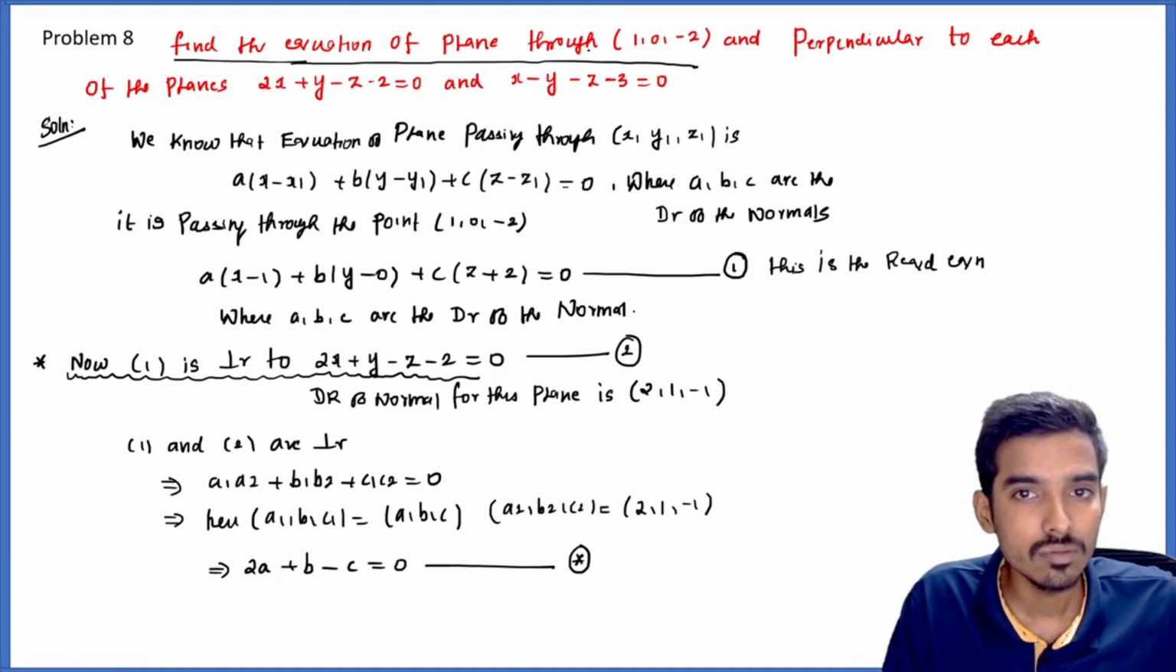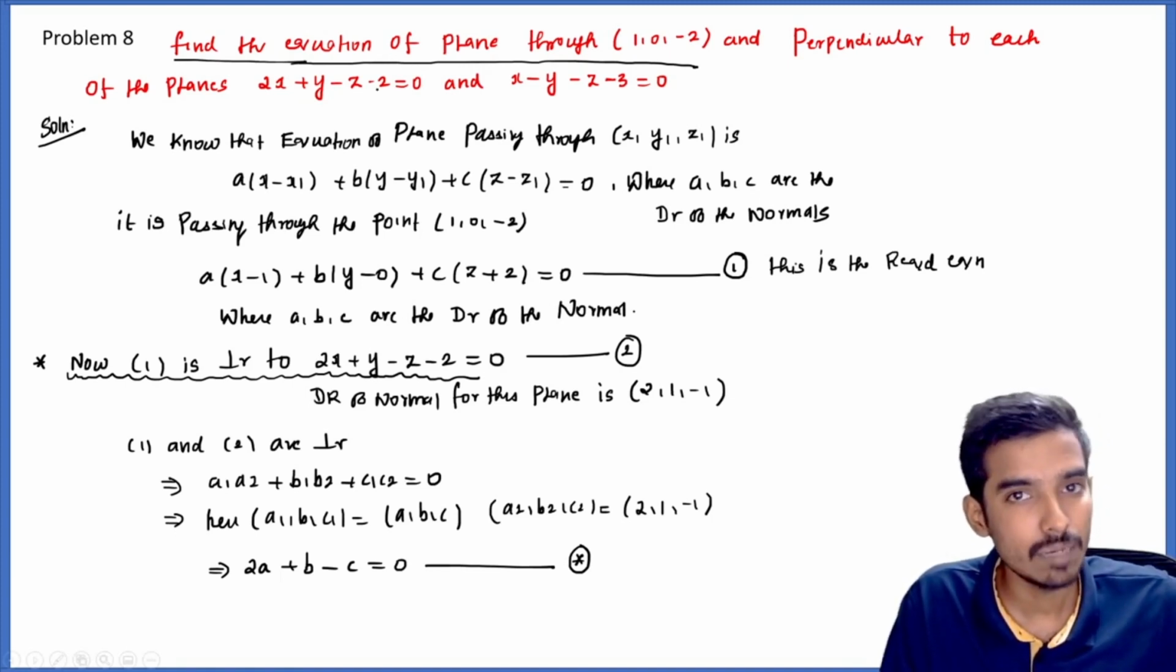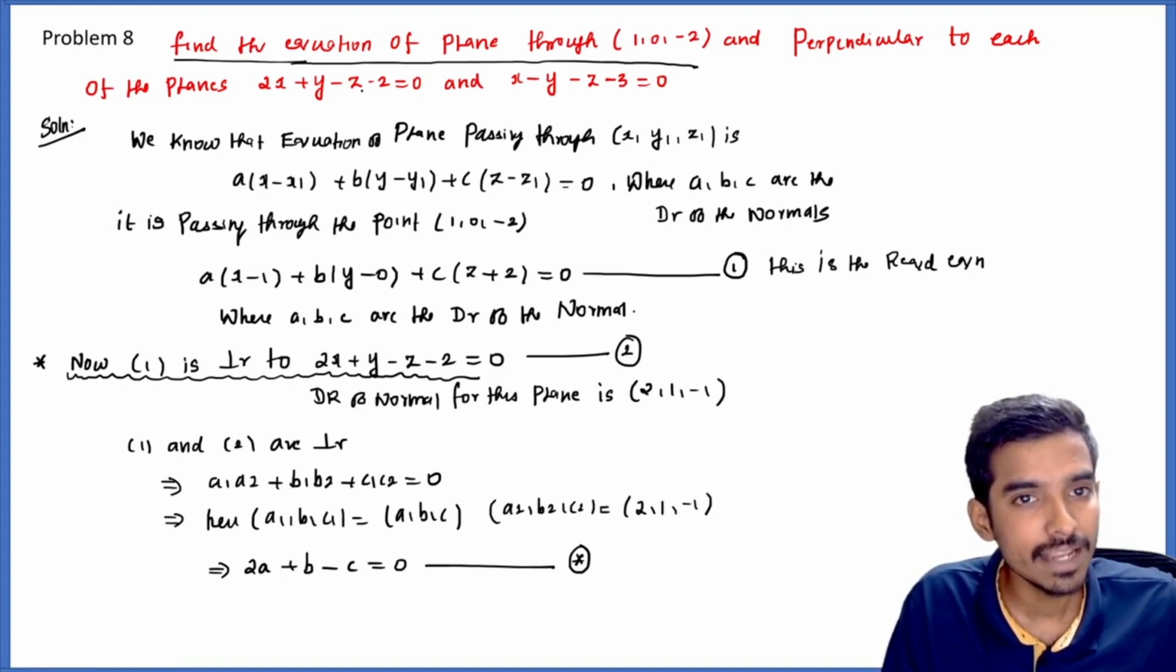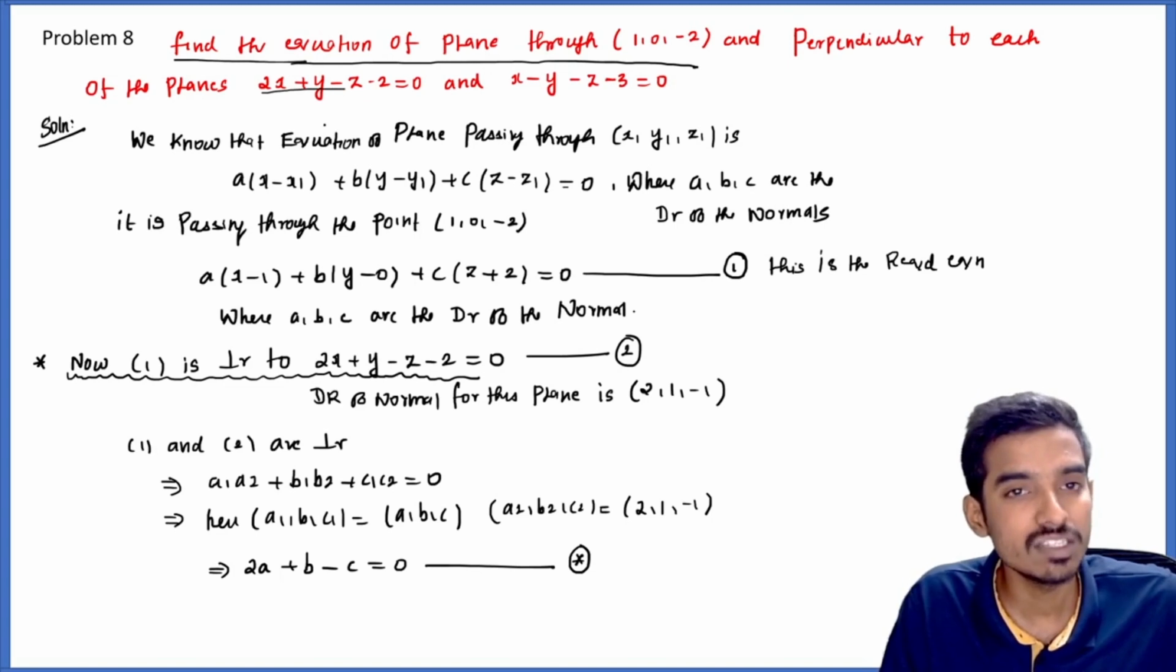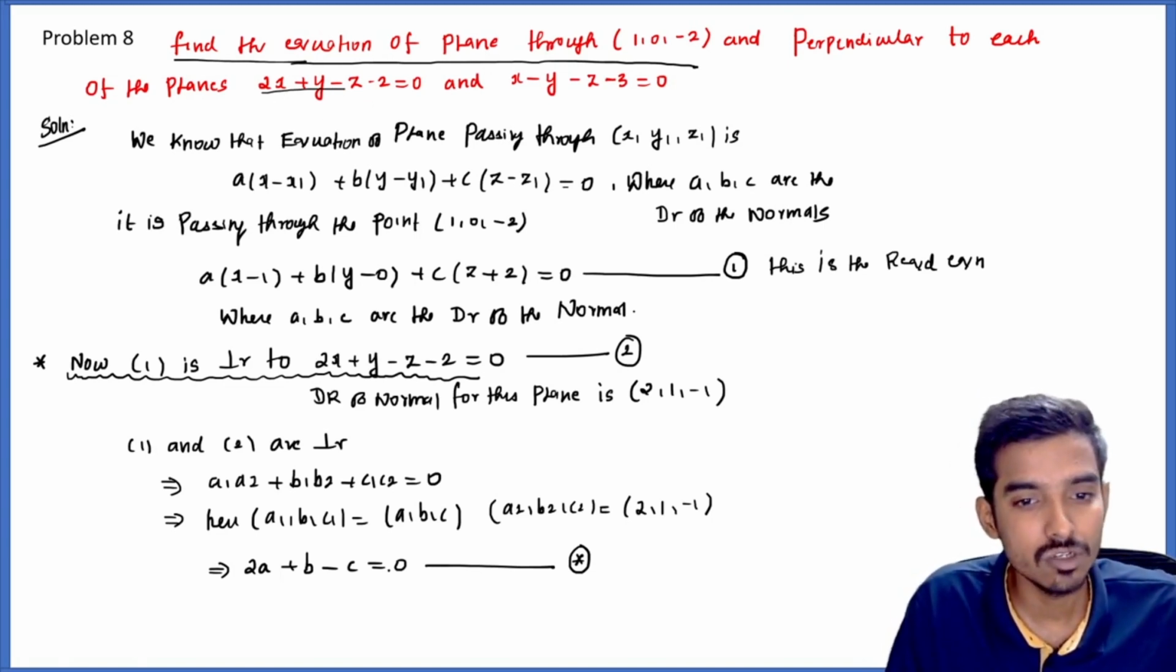Now we know this plane and this plane are perpendicular. Two planes are perpendicular if their normals are perpendicular. Now this plane has a normal (2, 1, -1). So we know this plane has normal a, b, c. This plane has normal 2, 1, -1. So since they are perpendicular, what is the condition for perpendicular of their normals? a1a2 plus b1b2 plus c1c2 is 0. So we have 2a plus b minus c is equal to 0.